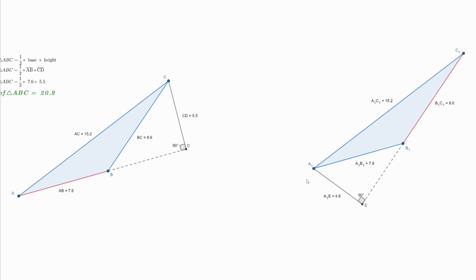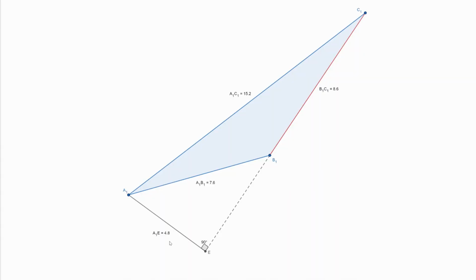But if you look, the height has certainly changed, and this is a very important thing to remember in calculating the area of a triangle. The base decides the height. This is very important. The base decides the height. I need to remember this really very well. Now let's go ahead and measure the area of this triangle.